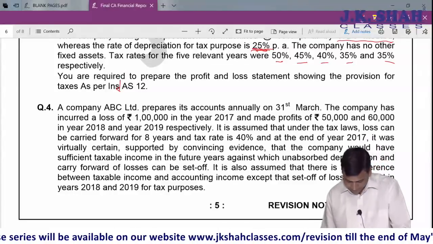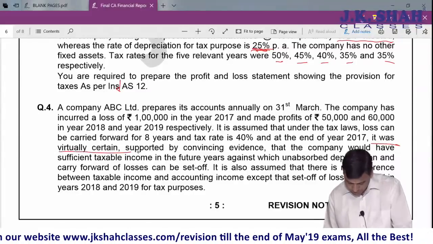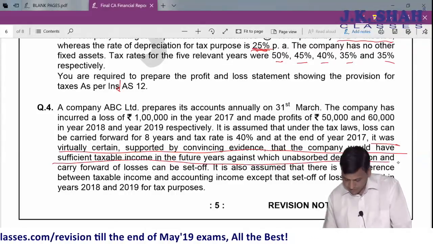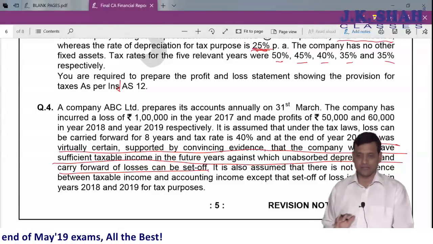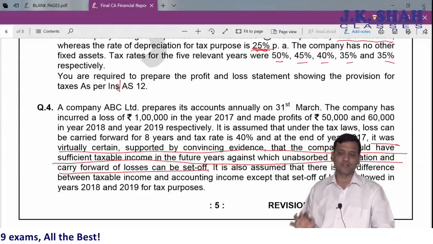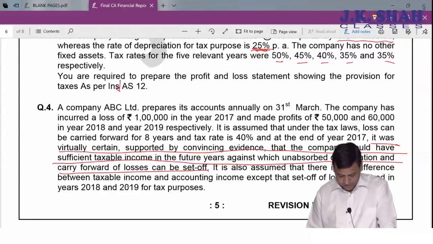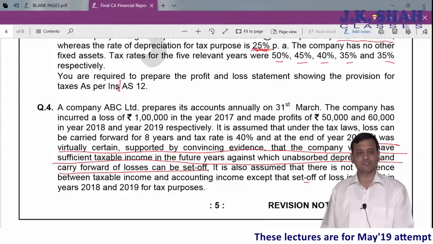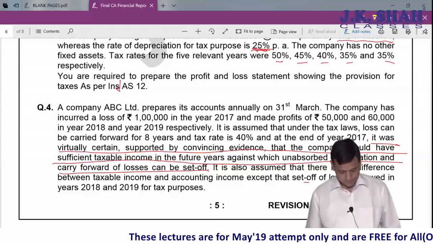Now this statement was required when it was AS 22. It was virtually certain, supported by convincing evidence, that the company would have sufficient taxable income in future years against which unabsorbed depreciation and carry forward of loss can be set off. Even if such a big statement is not given, it only says it is probable that future taxable profit will be there, that's it. You don't require more. It is also assumed that there are no differences between taxable income and accounting income except for set off of loss allowed in 2019 for tax purposes. Just have a reading of that question, it will make the solution for this.